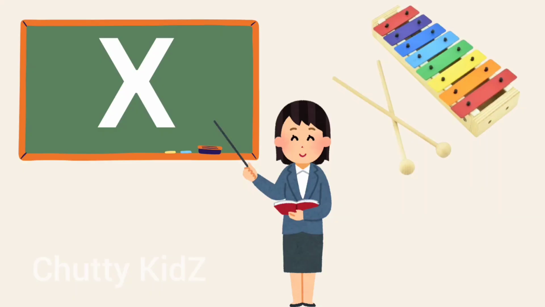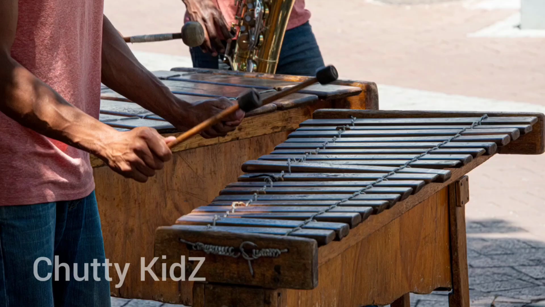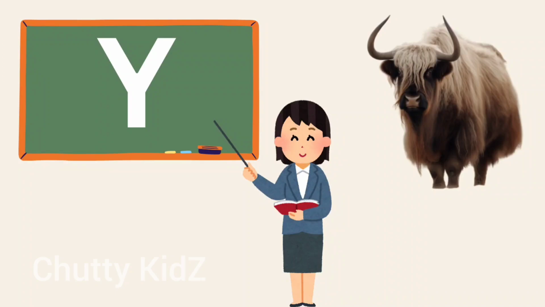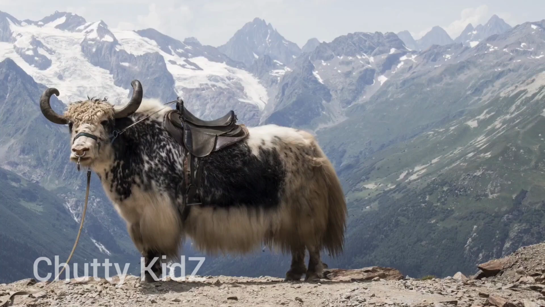X. X for xylophone. X. X for xylophone. Y. Y for yak. Y. Y for yak.